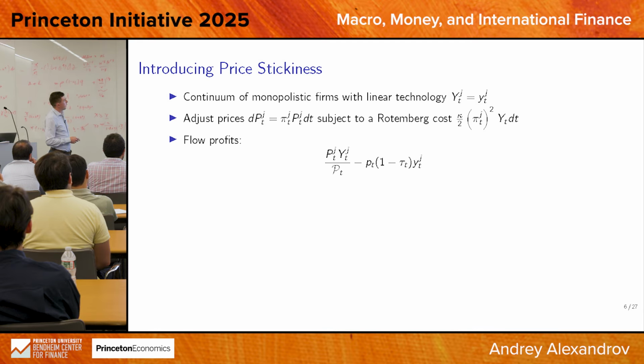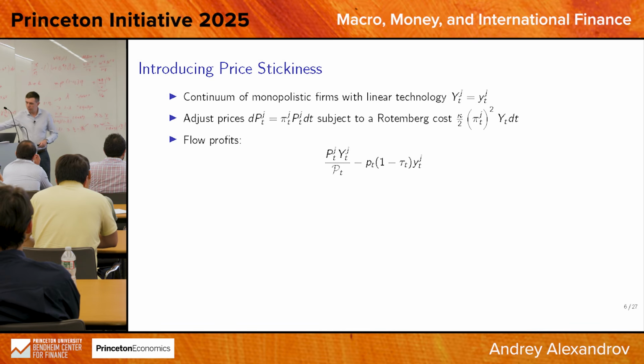They have flow profits, which are basically their nominal revenue divided by the aggregate price level. So that's real revenue minus their real cost, which is the number of input units that they buy times the price, and then we allow for the standard tax subsidy, same as in the textbook model, to correct for the monopoly power.